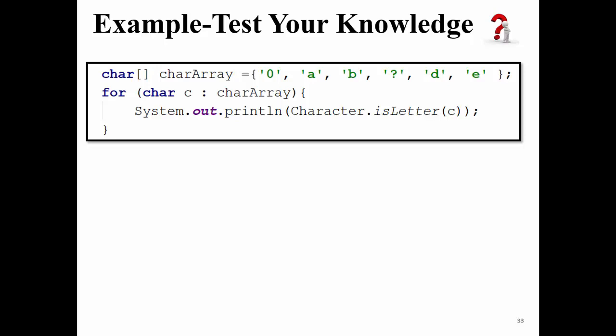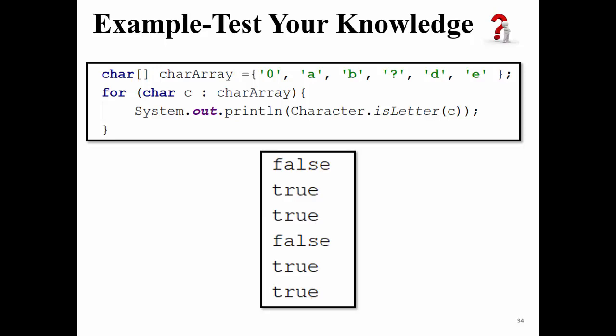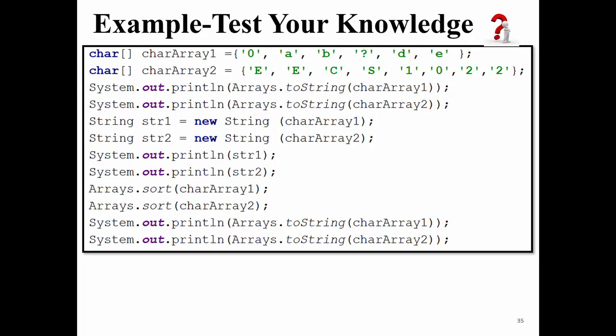So this is a for loop where I'm visiting the elements. I'm not interested in knowing at which index this element is. You can see I'm not putting any index. As long as I'm inside the character array, I will have another element. So this is another way of looping over the elements, if I'm interested in visiting the elements of the array, not in where each element is located. So this will print false, true, true, false, true, true. The 0 is not a letter, and the question mark symbol is not a letter.